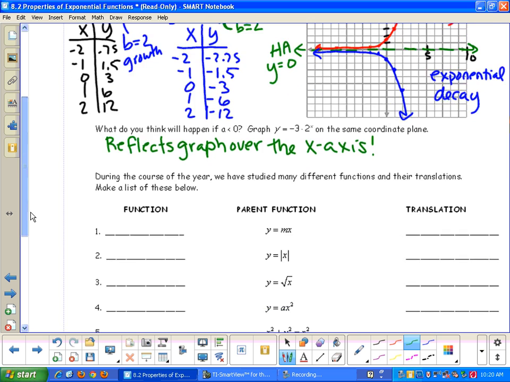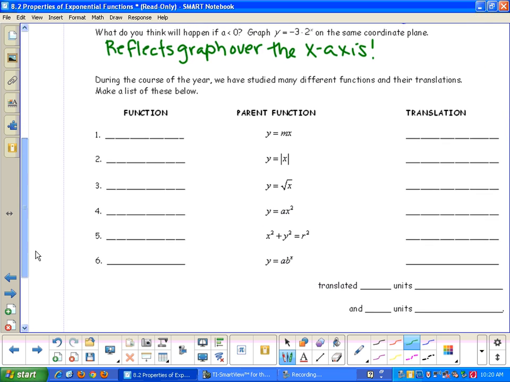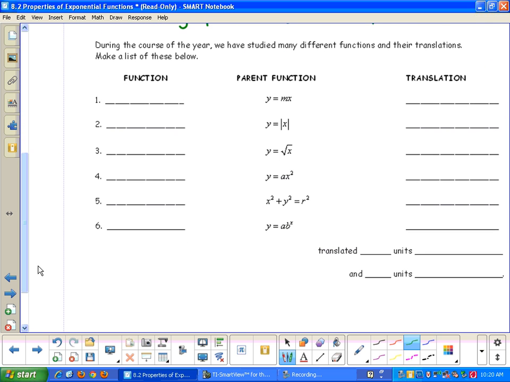So let's talk about some stuff that we've done during the course of the year. We studied many different functions and their translations. So remember, if we have y equals mx plus b, this was a linear function. And we didn't really do any translations with this. Instead, y equals mx plus b was really the translations, and that's what we graphed. For number 2, this is the absolute value function.